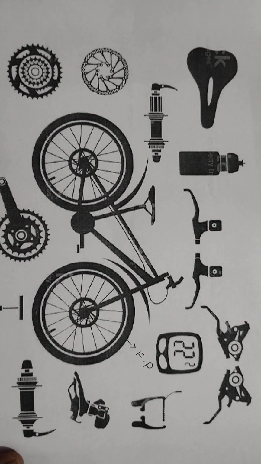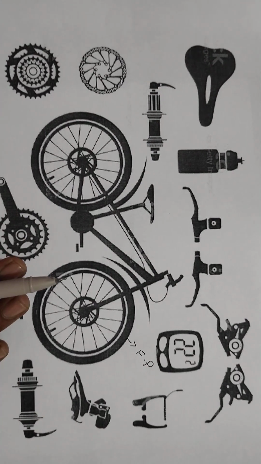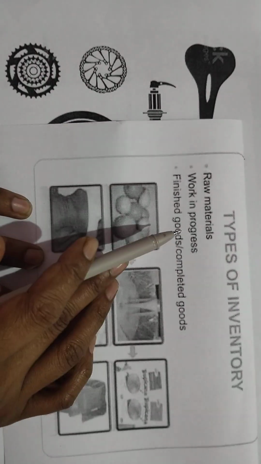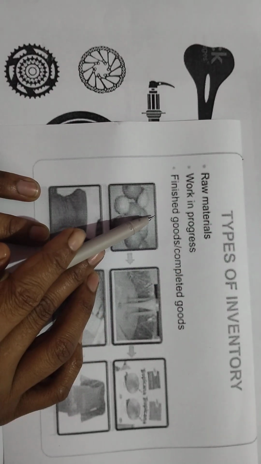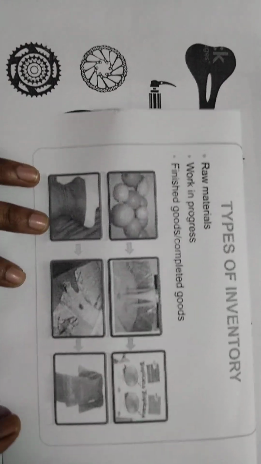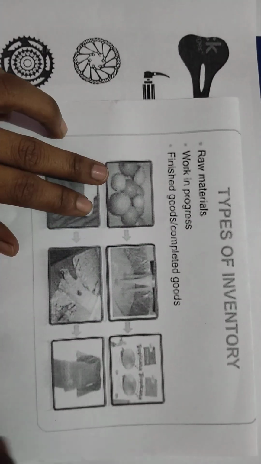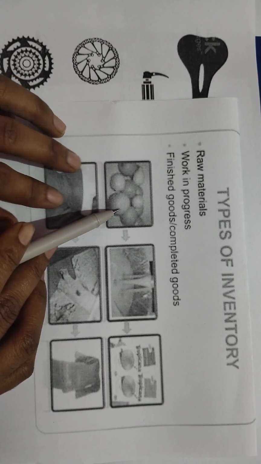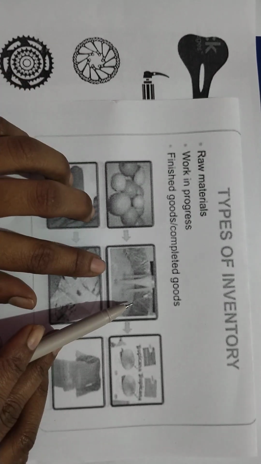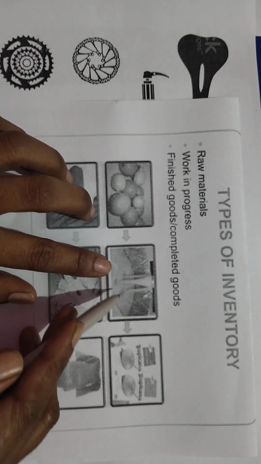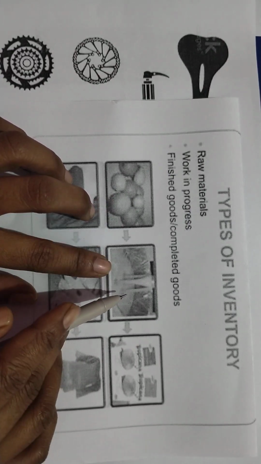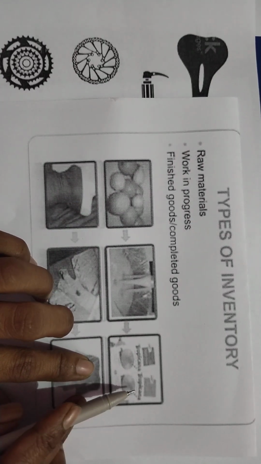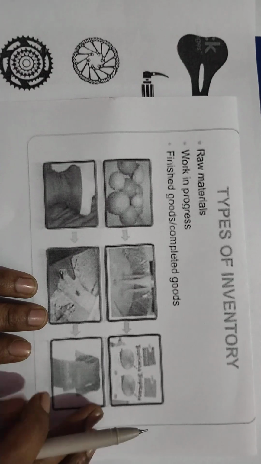Now, does the material include only the raw materials? No, the material includes work in progress, finished goods or completed goods. Here we have examples. See, these are the fruits. These are called our raw materials, and then they are extracted as juice. So it is work in progress. You are converting the fruit into juice. Now the juice is ready. This is called finished goods or complete goods.